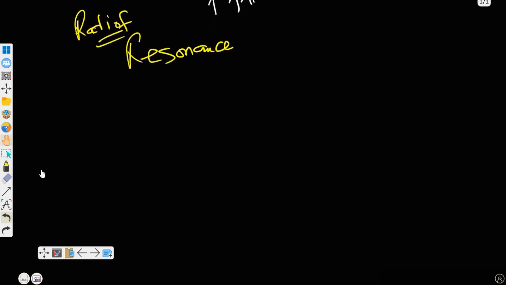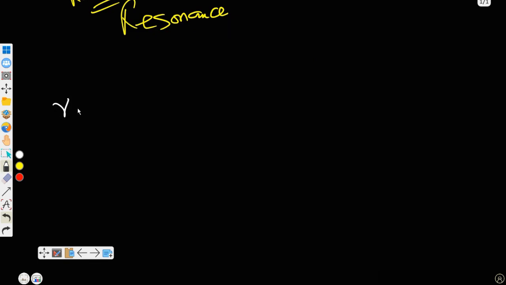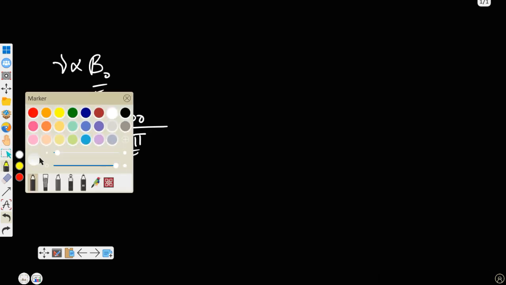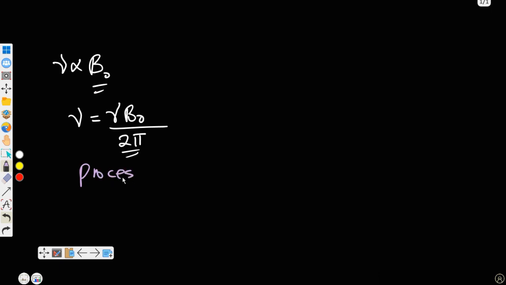Now, like we earlier said, our frequency, V, is directly proportional to the what? The magnetic field. Is that okay? It's directly proportional to the magnetic field. And if you remove the proportionality constant, you are going to have this frequency equal to a ratio called the gyromagnetic ratio, then B0 divided by 2 pi. This is the frequency now. So the precessional frequency has this formula. This is the formula for precessional frequency.